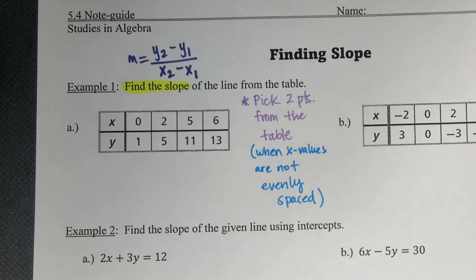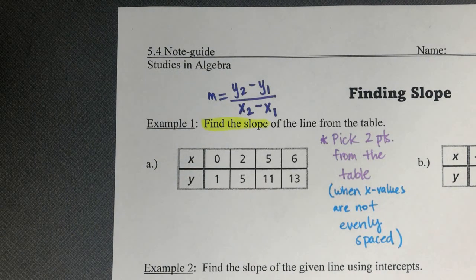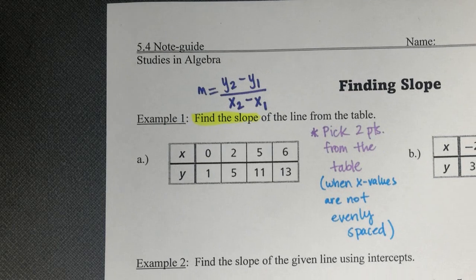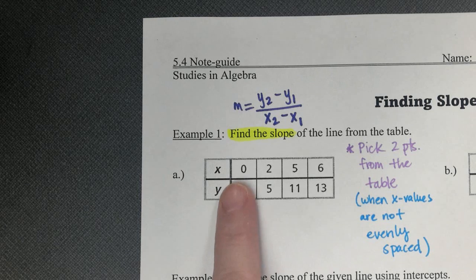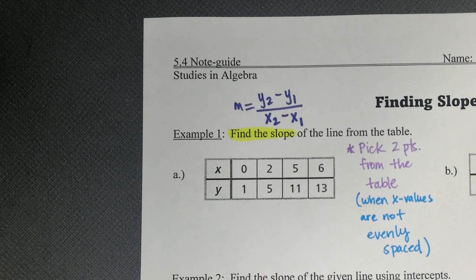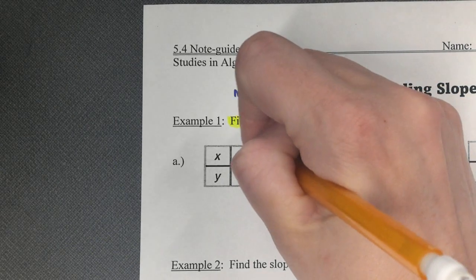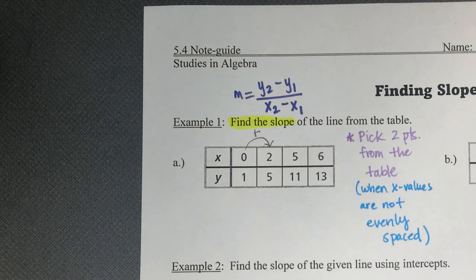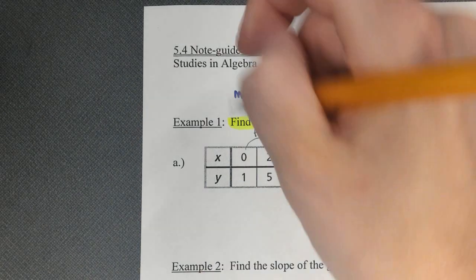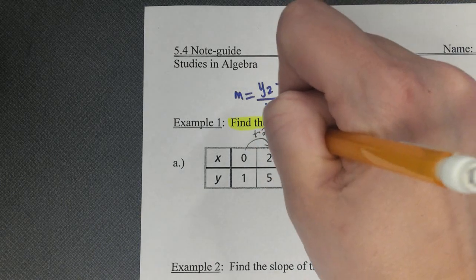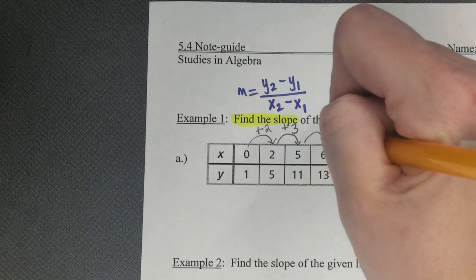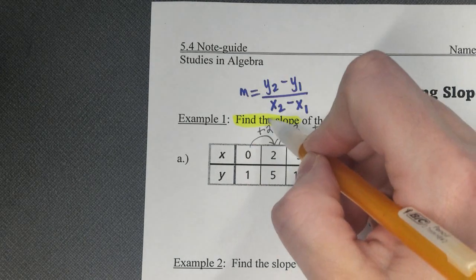Okay, so for example 1, when you're finding the slope from the line, there's two methods you can do. The first method is exactly what we did for the warm-up, which is picking the 2 points and labeling them. You want to do this when the x values are not evenly spaced. What I mean by that is, if you were to go from 0 to 2, what would you have to add to 0 to get to 2? 2, yeah? Okay, what about from 2 to 5? 3. And from 5 to 6, this would be plus 1. So these are not the same.